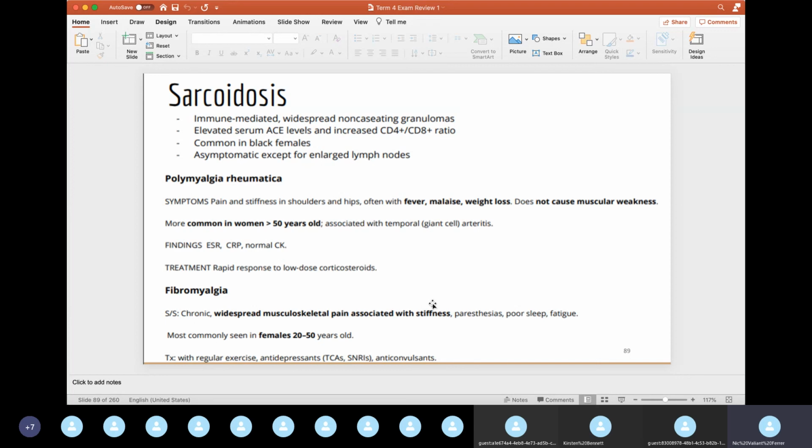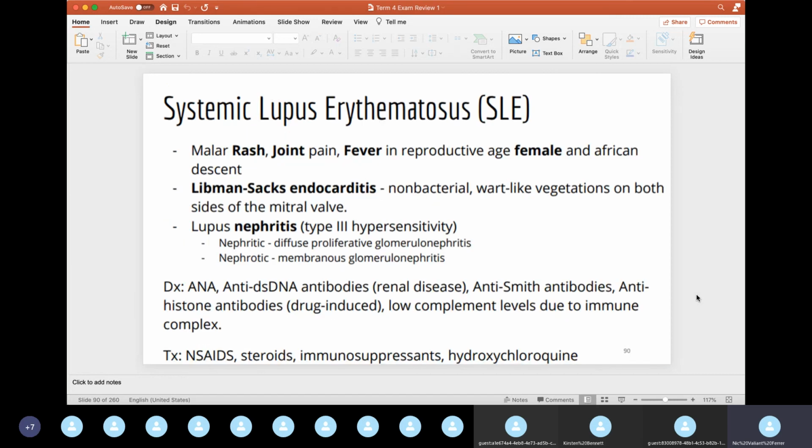Fibromyalgia, widespread musculoskeletal pain associated with stiffness. Okay, most common in females. So how do we treat it? Regular exercise and sometimes antidepressants. But the high yield here is sarcoidosis. And I remember a question about fibromyalgia on STEP. Fibromyalgia, widespread musculoskeletal pain associated with stiffness.